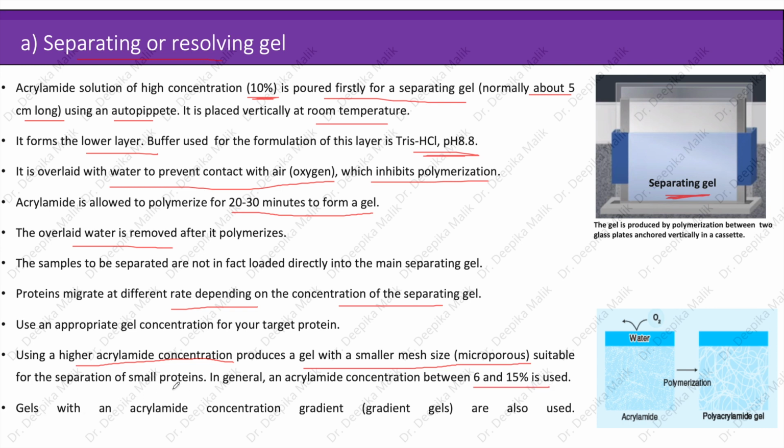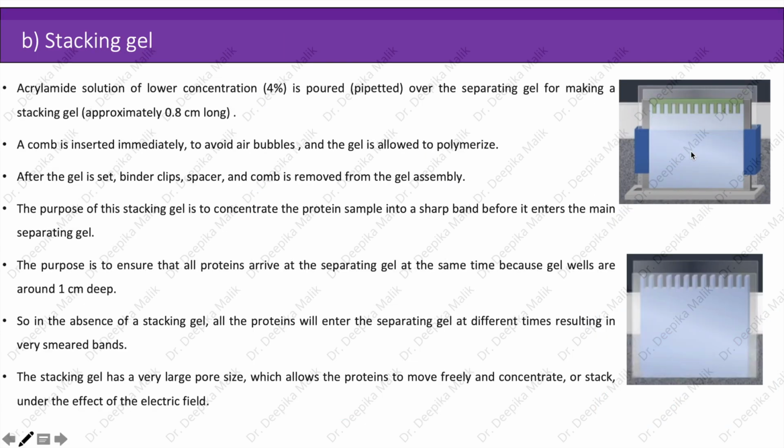Gels with an acrylamide concentration gradient, that is gradient gels, are also used. As you can see in the diagram, we have a gel between the two glass plates and the separating gel forms the bottom part of the gel. Now for the stacking gel, acrylamide solution of lower concentration, about 4%, is poured over the separating gel for making a stacking gel approximately 0.8 cm long.